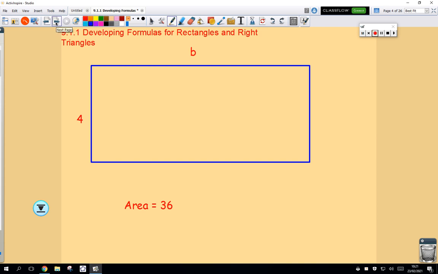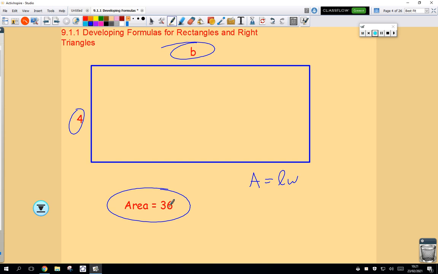Sometimes you'll be given the area, sometimes you'll be asked to find one of the dimensions. Here I'm given an area of 36. I'm given a length of 4, and I'm trying to find this base length, this b here. So we know from our formula that A is equal to length by width.